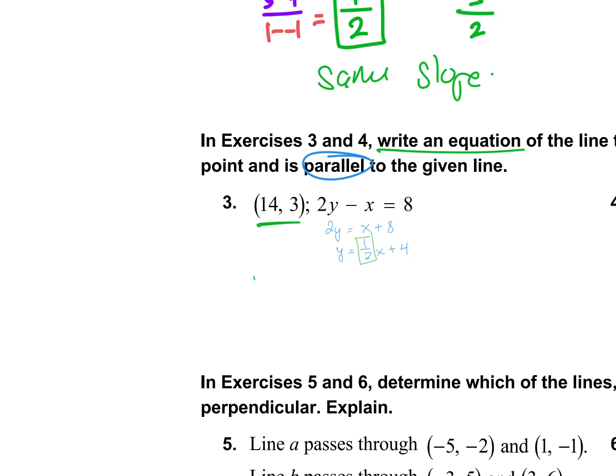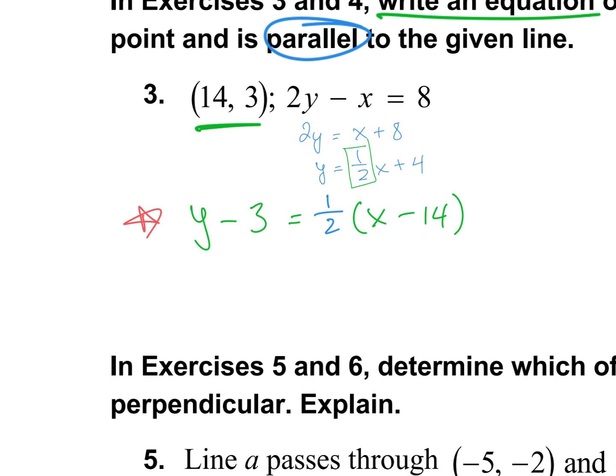So I'm going to do point slope form to start with. So y minus y1 equals the slope that we just had here, and it's going to be the same slope, so that's why I'm using it, and that is times x minus 14. So technically speaking, that's an answer right there. You could stop right there. But maybe you went ahead and simplified it to slope-intercept form. So that's fine. Let's do that.